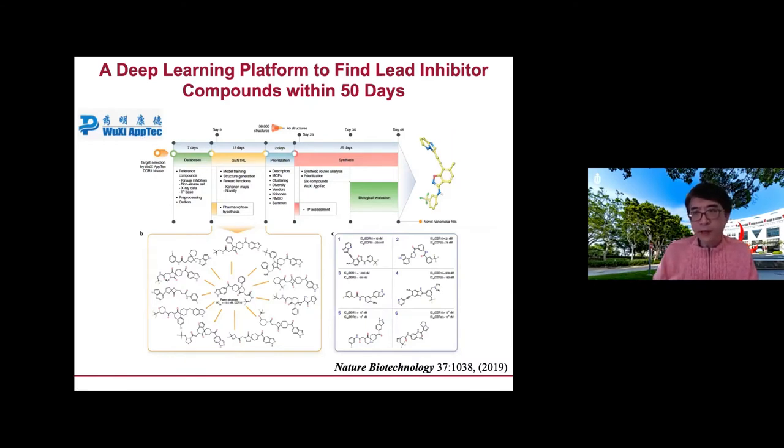They developed a deep learning platform that is able to find the lead inhibitor compound of one of the kinases within 50 days. From day one to day 46, they already found the lead compound that has been validated by cell-based assays. This goes from 10 months down to 50 days, below 2 months. So things are getting very exciting.